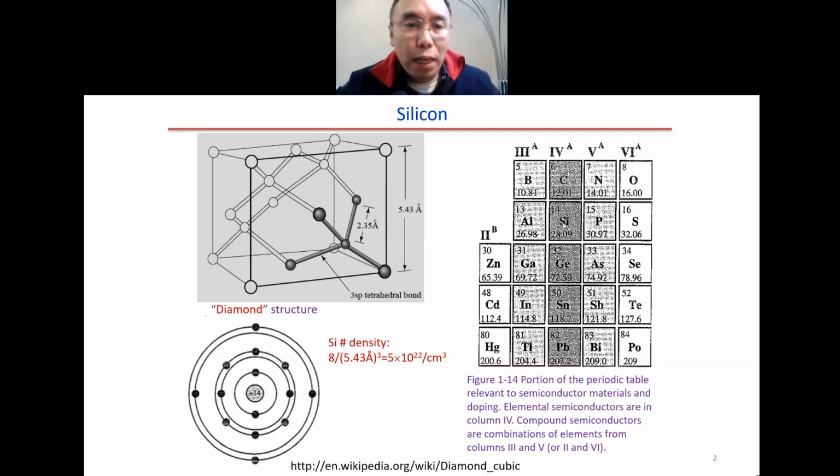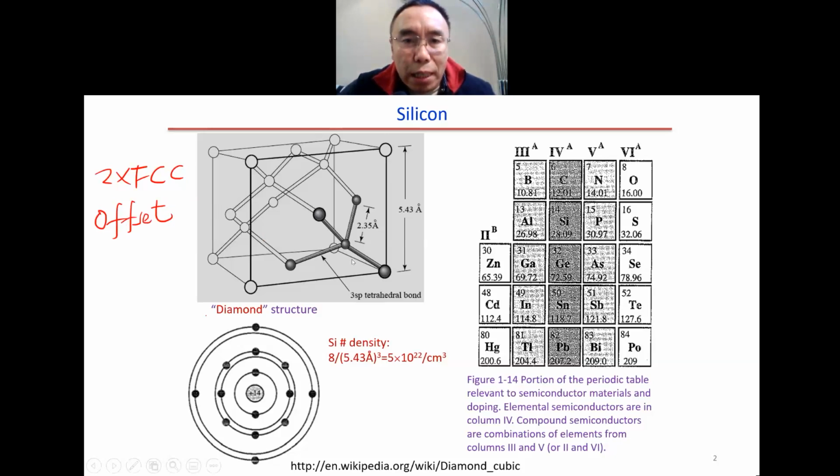Now we look at the silicon single crystal structure. This is a diamond structure. The diamond structure is effectively like a face-centered cubic. But we have two sets of the face-centered cubic with an offset by this amount. So this is one set, and this is the other, offset by this amount. So we have two FCC structures forming the diamond structure.